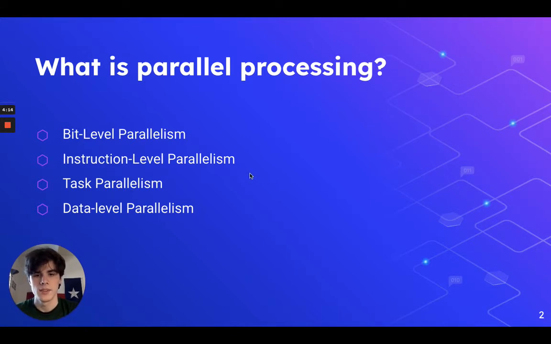Then there's instruction-level parallelism, which refers to the use of multiple processors to complete multiple operations in one clock cycle by pipelining instructions. Once instructions are completed, the results can be regrouped. There's task parallelism, which is used to break down a task into subtasks and compute those tasks on different sections of the same data. And finally, we have data-level parallelism, which is when the same instruction is operated on multiple data.